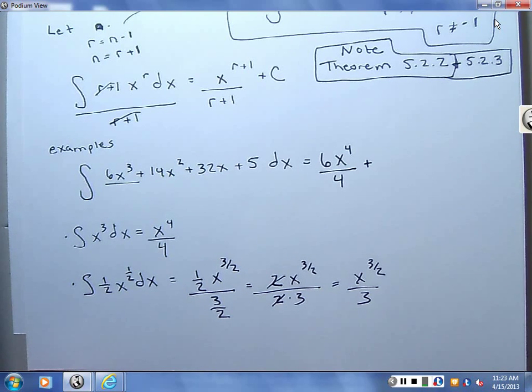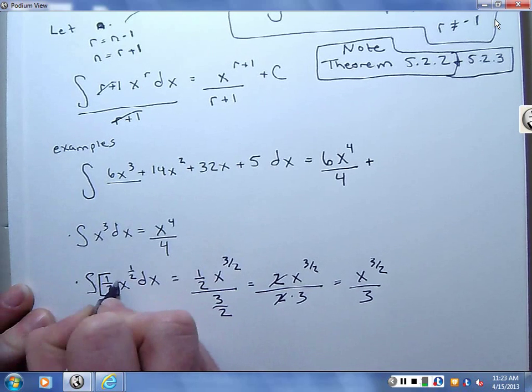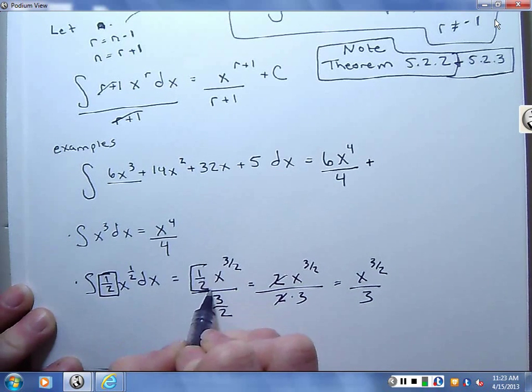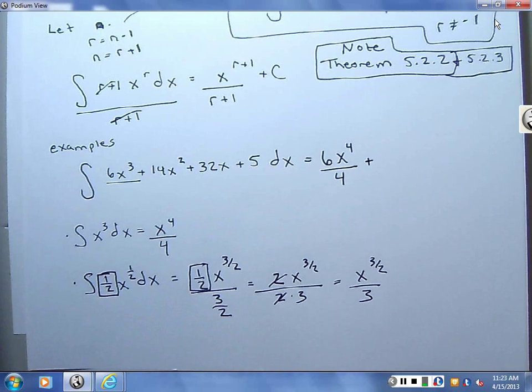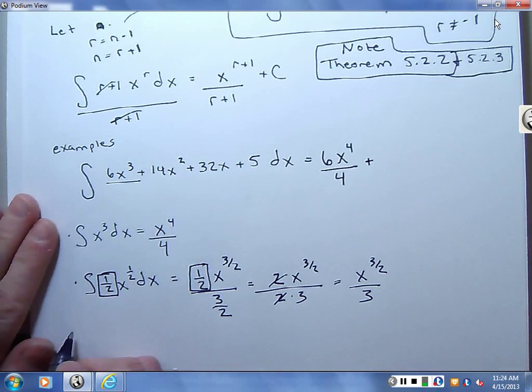I don't see how you'd get the 1/2 x to the 3 over 2. Well, the 1/2 stayed there, right? Because the 1/2 is a constant. And we looked at that theorem: the integral of a constant times a function is that constant times the antiderivative of the function. So the 1/2 stays there. The x to the 1/2, if I integrate that, this is not minus 1, so I add 1 to it and divide by the new power. So 1/2 plus 1 would be 1/2 plus 2 over 2, which would be 3 over 2. So 3 over 2 divided by 3 over 2.